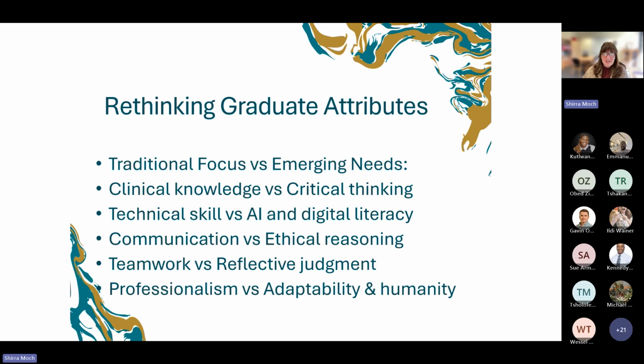And then the last two, which I speak to mostly in terms of adaptability and humanity, but still reflecting the professionalism that we actually want our students to have, which was a very big word in the word cloud that we did. So it's apparent that lots of people think that professionalism as a trait is important in our students.